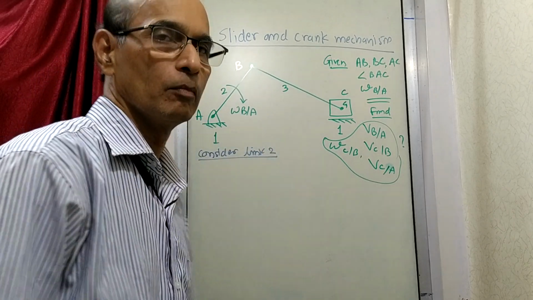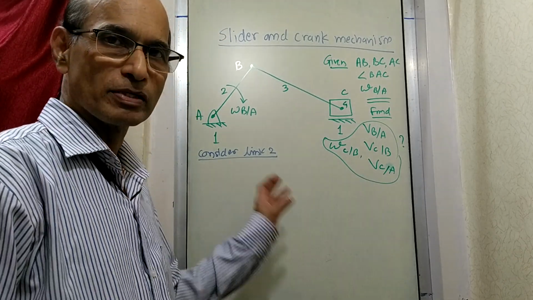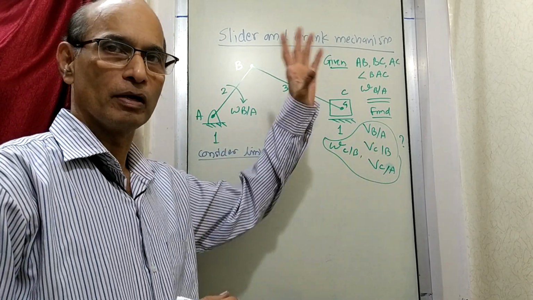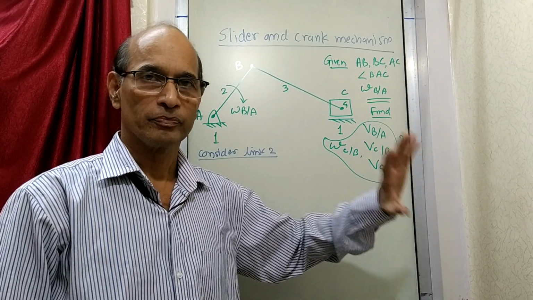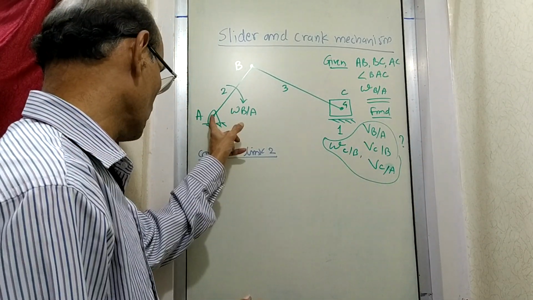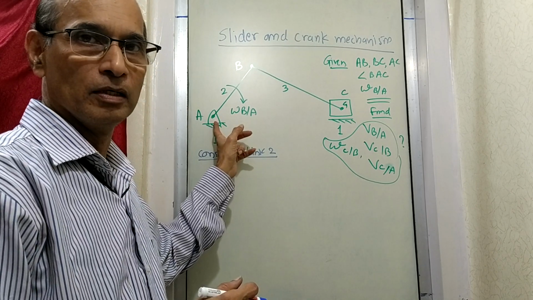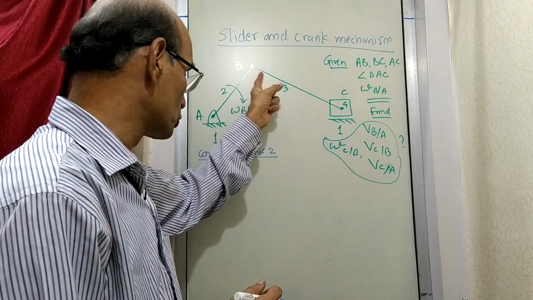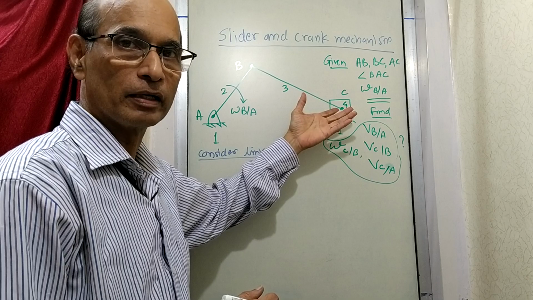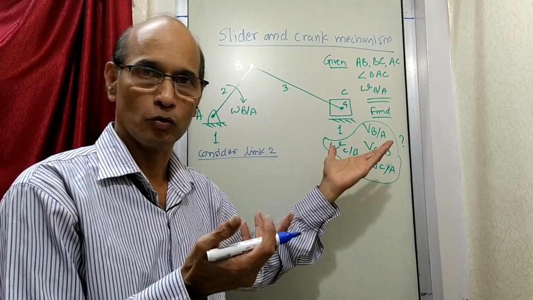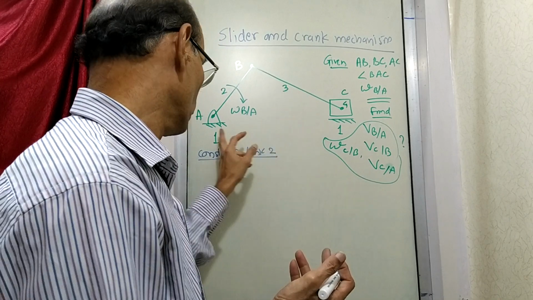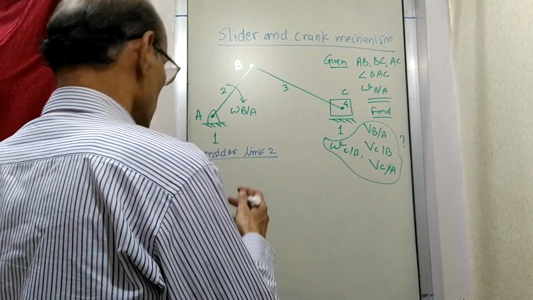Why do we consider link number 2? Because the equation velocity of any point on a link equal to velocity of a known point on a link plus velocity of unknown point with respect to known point, that equation we can apply to this link because we know the velocity of A to be 0. If you start with link 3, what can you write? Can you write velocity of C equal to velocity of B? Because velocity of B we don't know. So we cannot go to 3. We have to go to link number 2 to begin with.